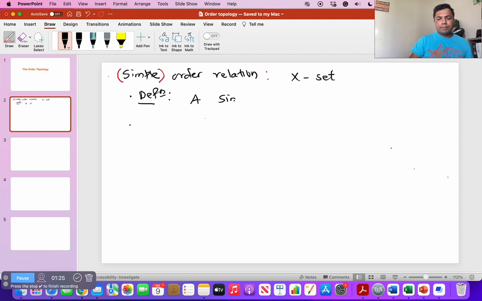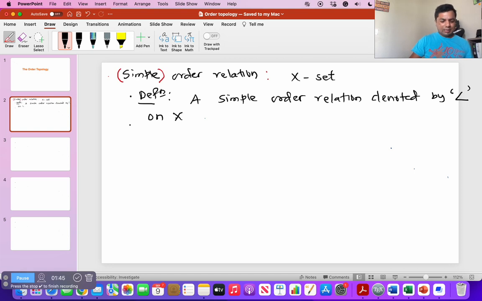A simple order relation, denoted by this symbol, on the set X is a relation satisfying the following three properties. I will discuss what those three properties are. But before that, let me make it clear that we are just using this symbol to denote the simple order relation on the set X.